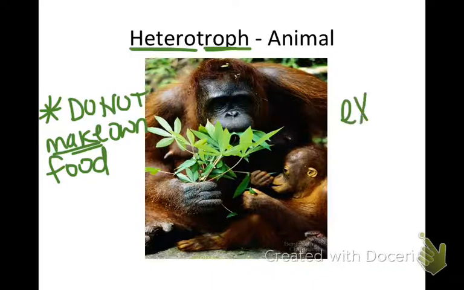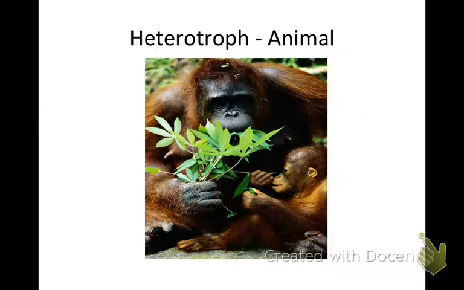The example for this one, just go ahead and put humans, we're heterotrophs. We don't make our own food. We can make a sandwich, but we can't make our own food like plants do. We can't go through photosynthesis. We're not fancy like that, guys. Sorry.